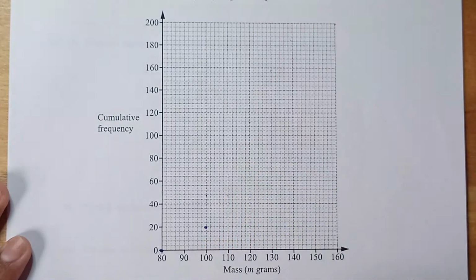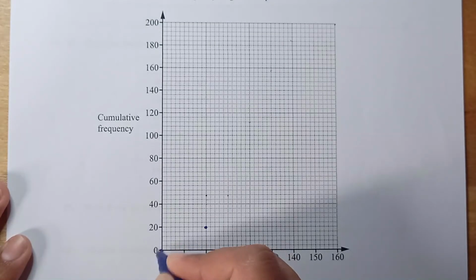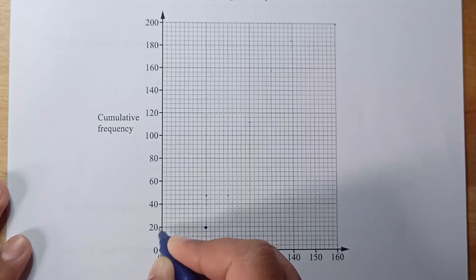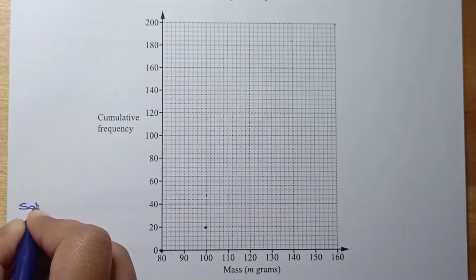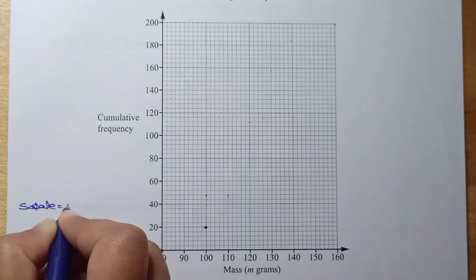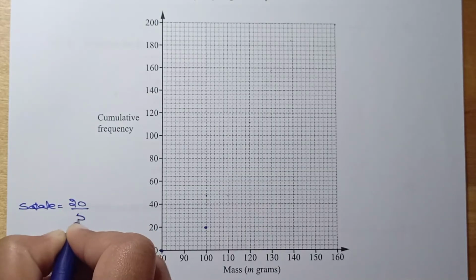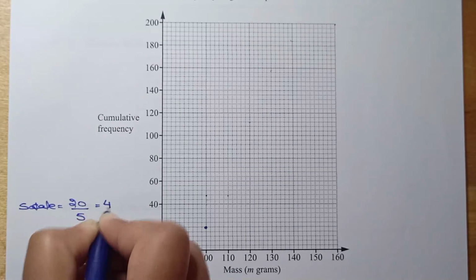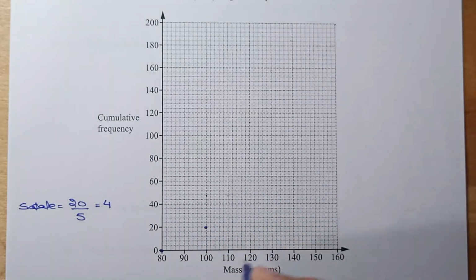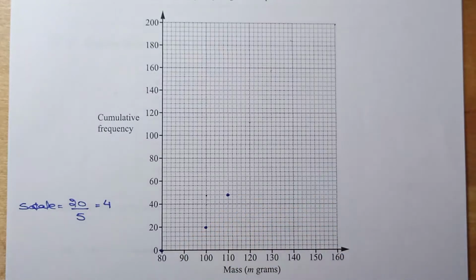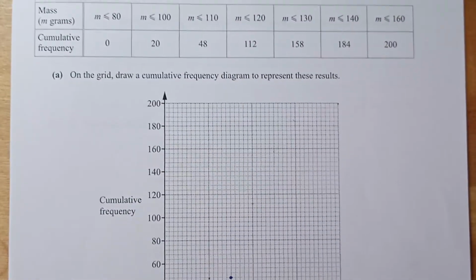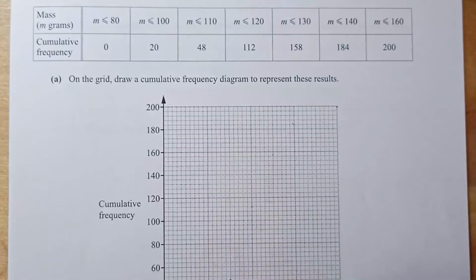And where is 48? As you can see, from 0 to 20, the difference is 20. And how many blocks? 1, 2, 3, 4, 5. 5 blocks. So let me count the scale. 20 is the difference, and the total blocks are 5, so each block represents 4, right? So for 110, we have 40, 44, and 48.